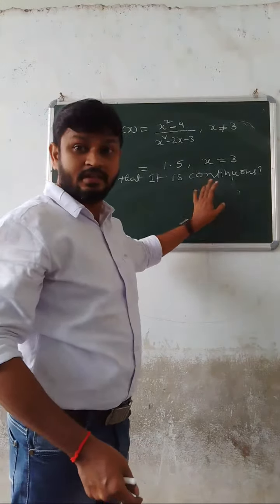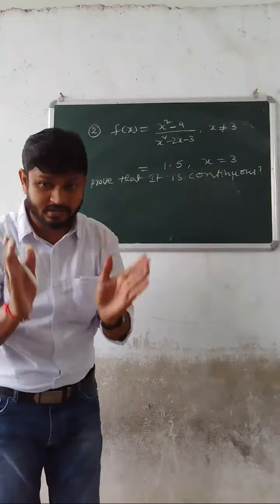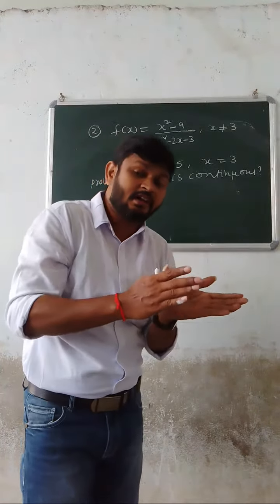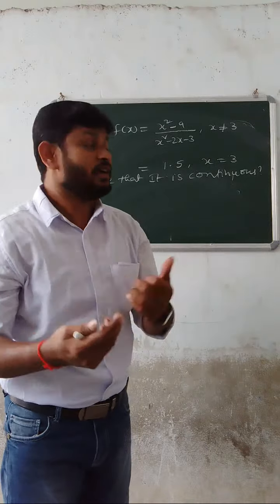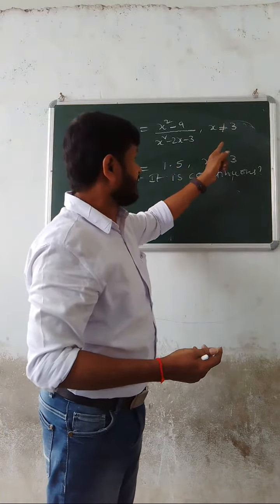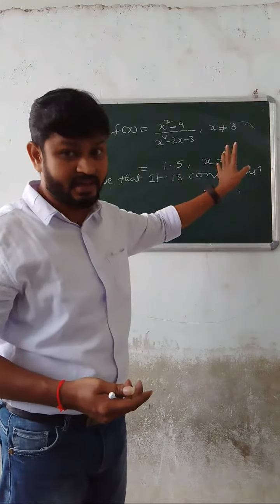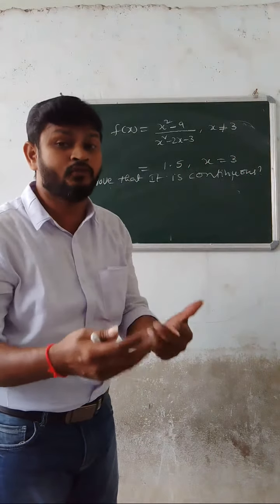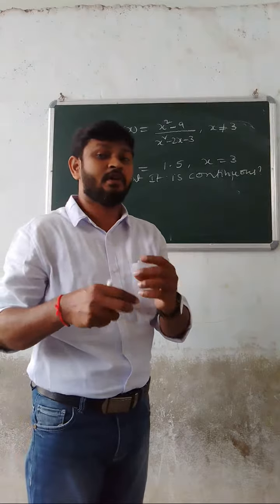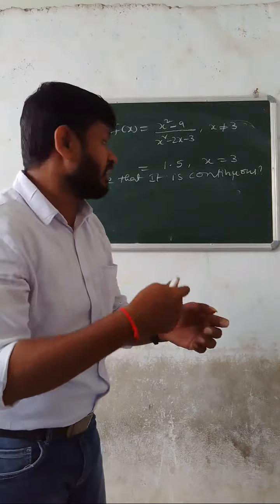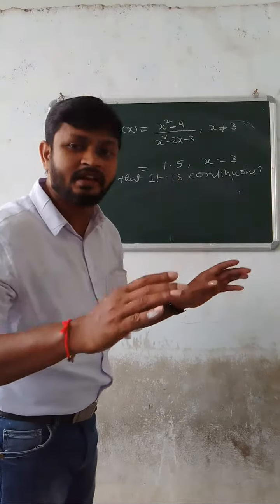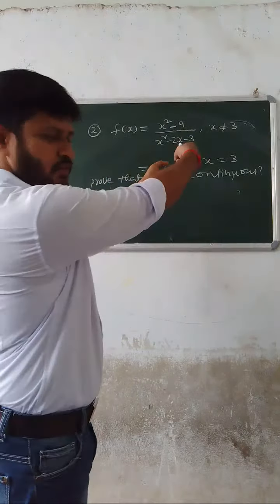Continuous means there are two types of concepts. One is the right hand limit and left hand limit. When there are greater than and less than symbols in the question, we should move for right hand limit and left hand limit. But in this question, the third concept is what I already told: there is no need of right hand limit and left hand limit. Directly we will go for limit.